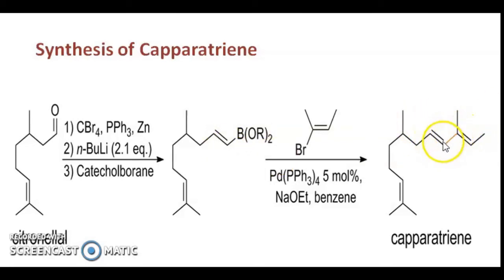See, this simple CC bond formation can be easily done using Suzuki Miyaura coupling reaction, and the base used here is sodium ethoxide. So it is here in the second step that we are using Suzuki coupling. In the first step it is the formation of the boron compound, organoborane, and it is in the second step that we are carrying out the Suzuki coupling reaction for the formation of the caparatriene.